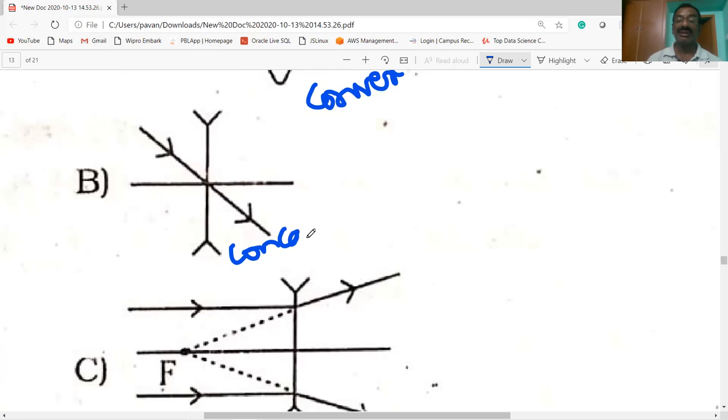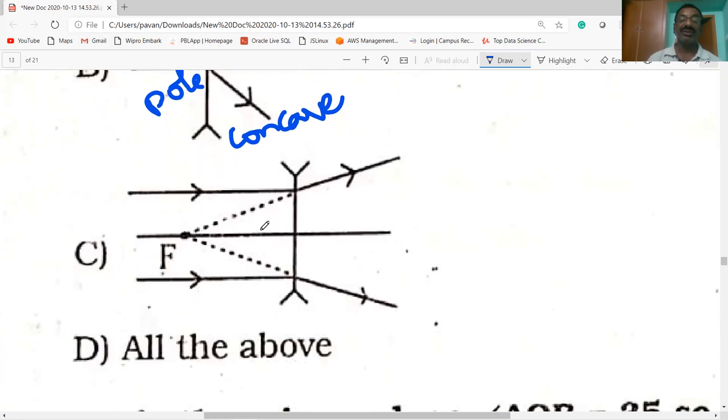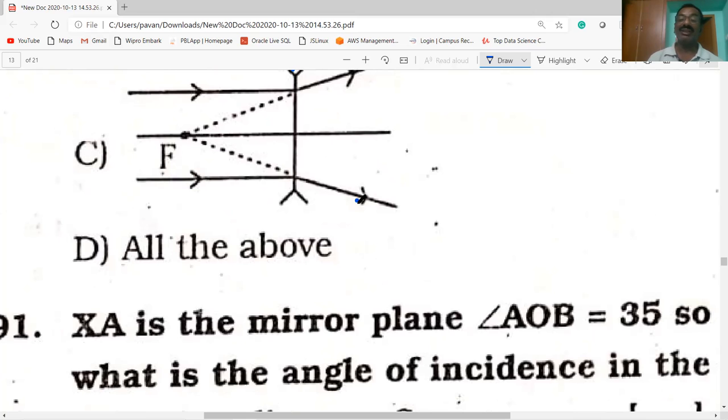Next, it is the concave lens. So here the ray passing through the pole, the optic center, does not deviate. It is the pole, it does not deviate. So that is right. Here it is also a concave lens. So the rays parallel to the principal axis diverge from each other. So among all the above, A is the wrong answer.